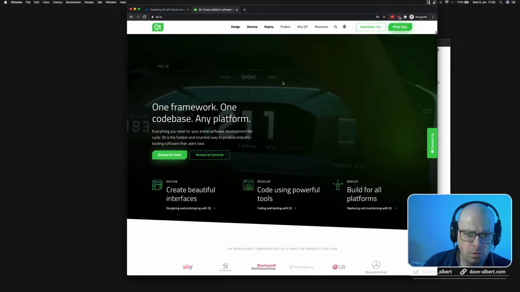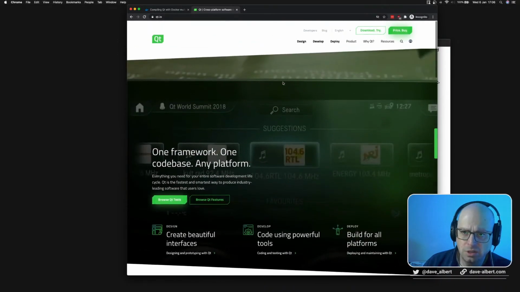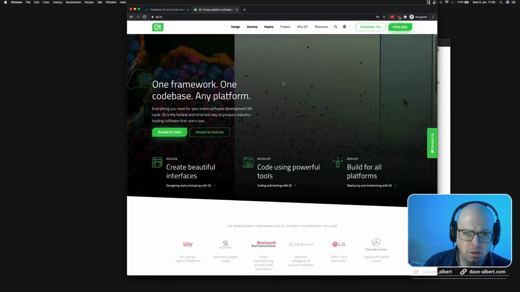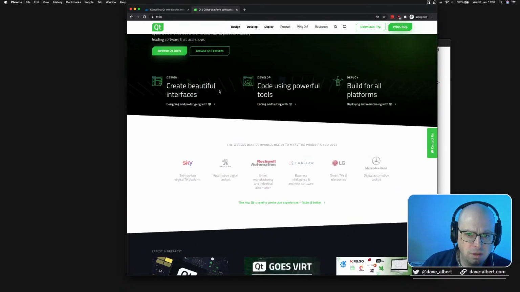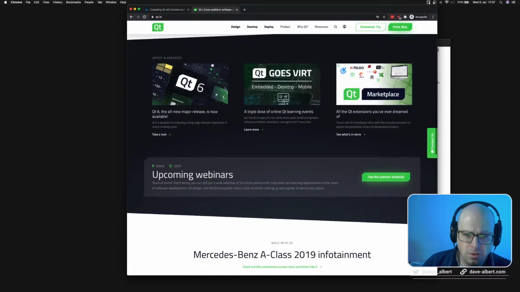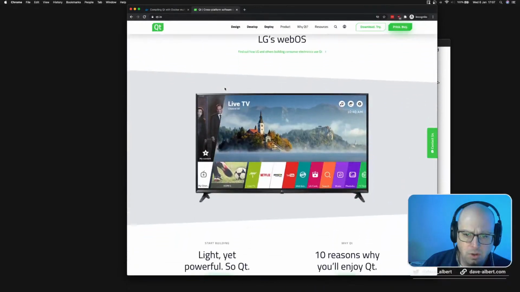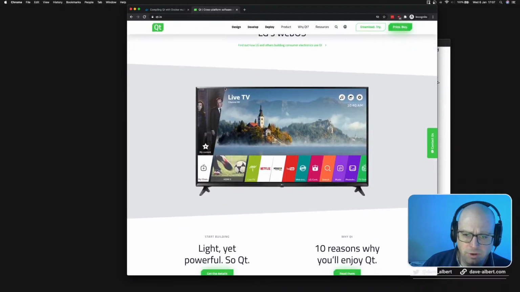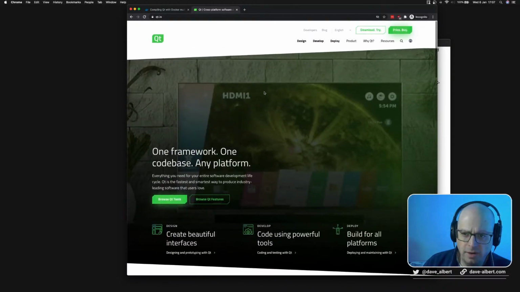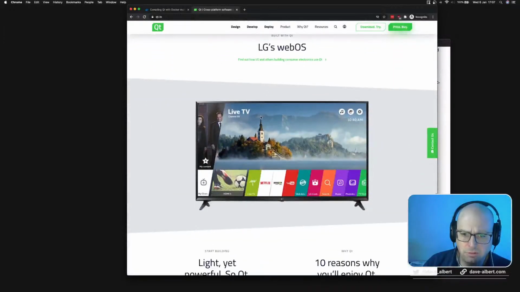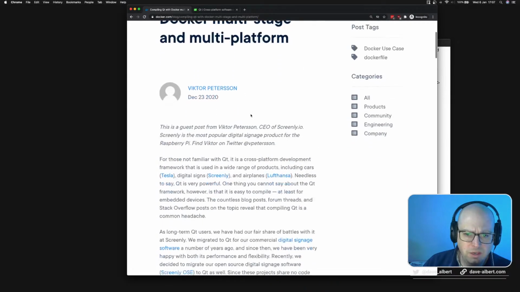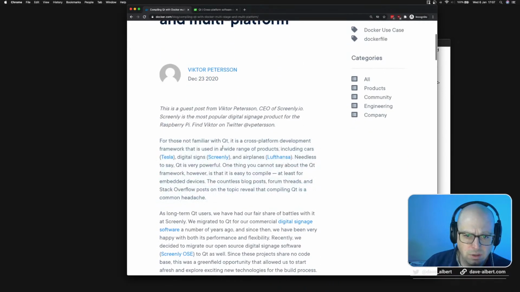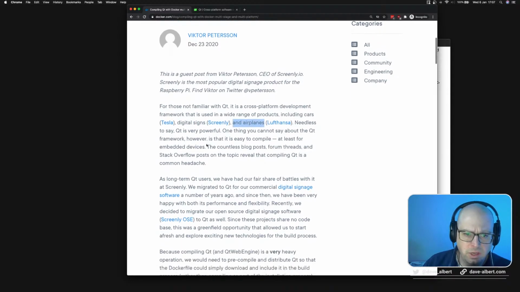Okay, one framework, one code base, any platform. Okay, so it's cross compilation. All right. So it is a front end thing, but it's not the same as what I was thinking of. So it looks like it's part of somewhat embedded devices. Wide range of products, cars, digital signs, airplanes. Okay.